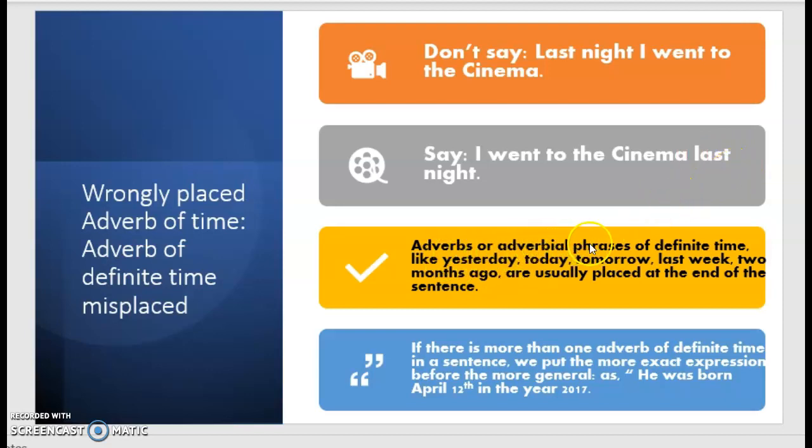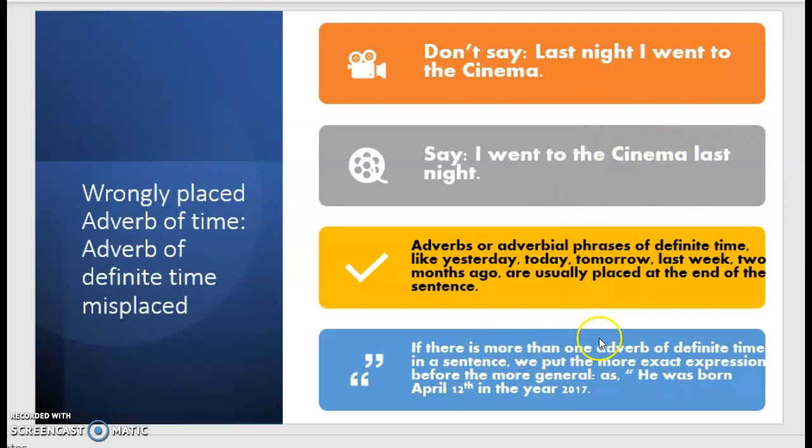Adverbs or adverbial phrases of definite time, because this one is definite time, like yesterday, today, tomorrow, last week, 2 months ago, are usually placed at the end of the sentence. That's what the rule says. When you have an adverb or adverbial phrase of definite time, you are being definite with the time. It is better to have it at the end of the sentence, like in this sentence, I went to the cinema last night.